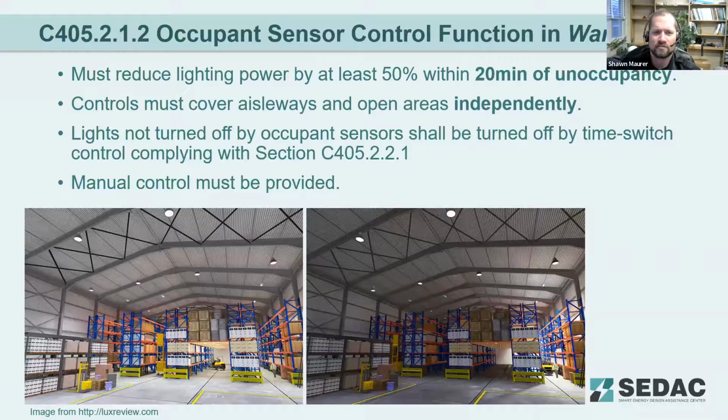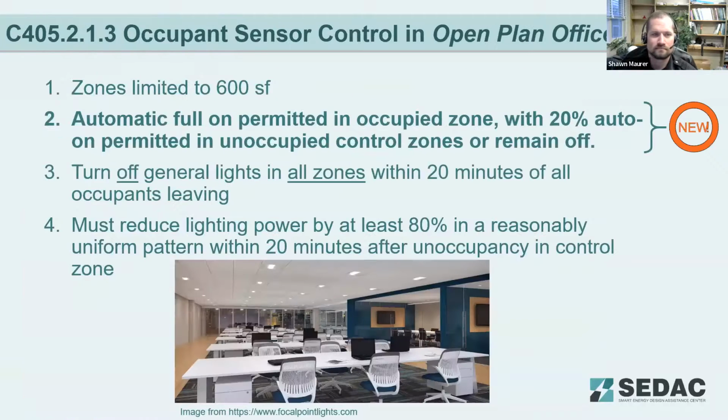Lights that are not turned off by occupancy sensors, such as in the open area, should be turned off by a time switch control, complying with the time switch section of the code. And manual controls must be provided so the occupants can manually turn lights off and on as they need. So the last two bullet points here were kind of understood from the occupant sensing control requirements, but they've specifically added those into the warehousing section here so that you know that compliance needs to be met. It isn't kind of left vague anymore.